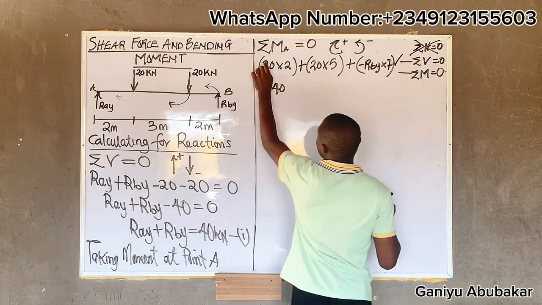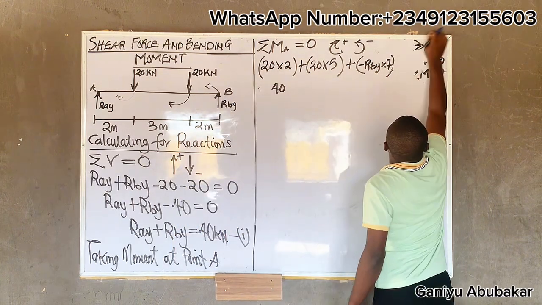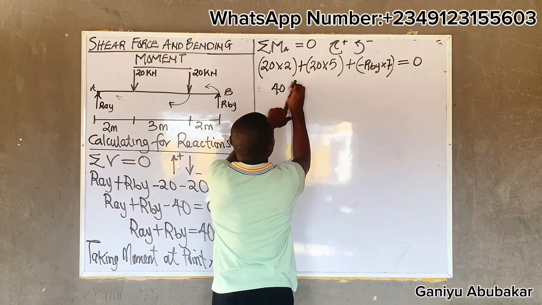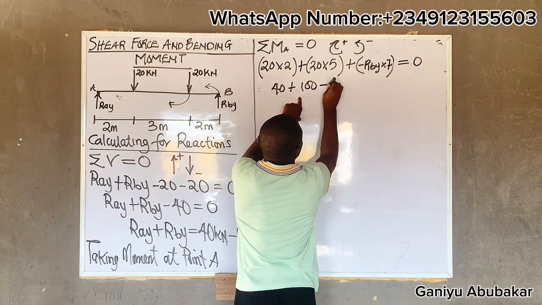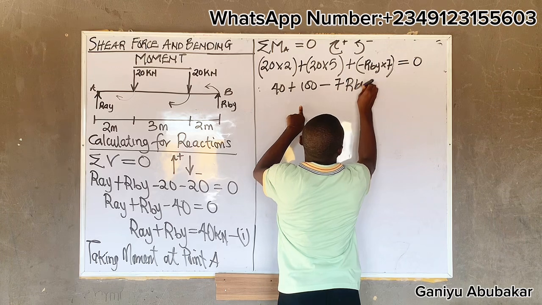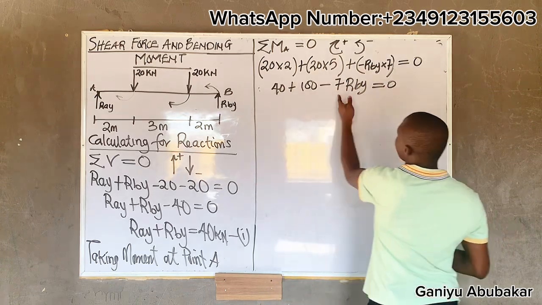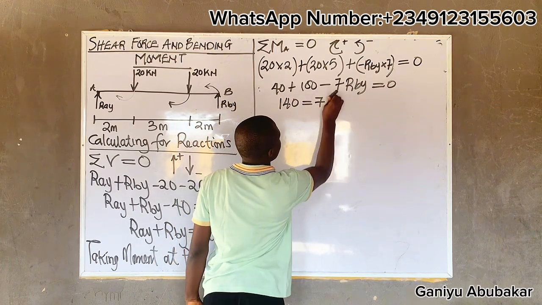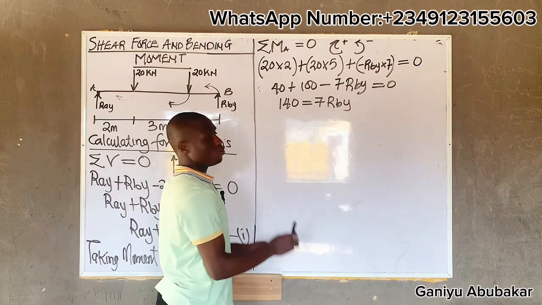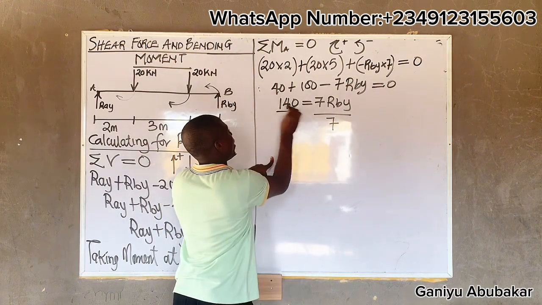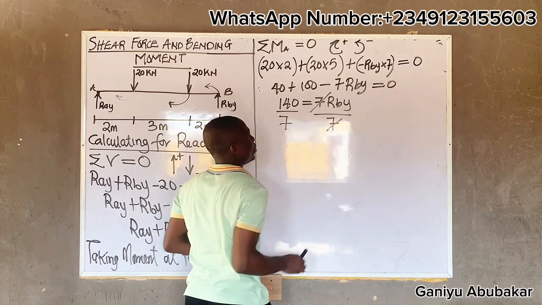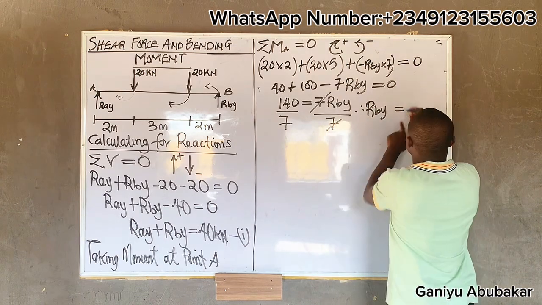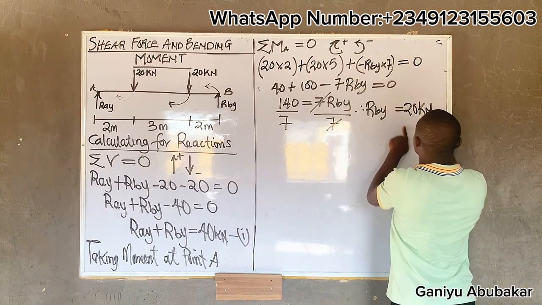We said it's always equal to 0. So 40 plus 100 minus 7 RBY equal to 0. Taking 7 RBY across, I have 140 equal to 7 RBY. Let's get RBY: divide by 7 on both sides. So therefore, RBY is 20 kilonewton as my RB.